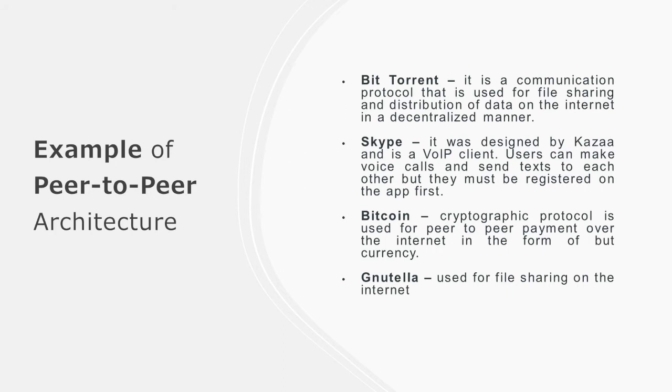Next, we have Bitcoin. This cryptographic protocol is used for peer-to-peer payment over the internet in the form of a digital currency. And now we have Gnutella, used for file sharing on the internet.